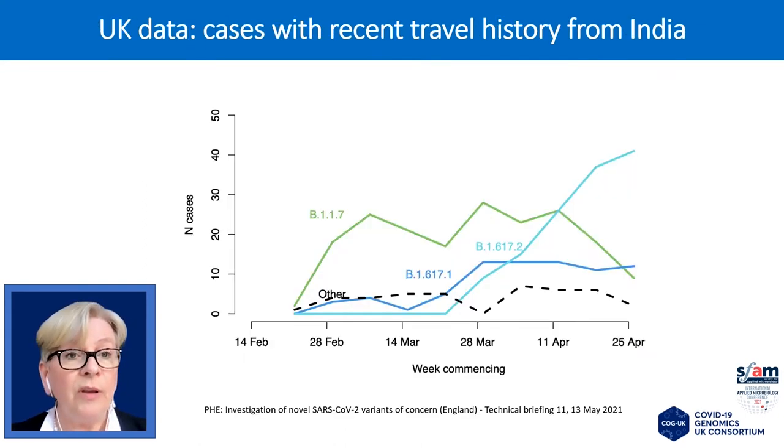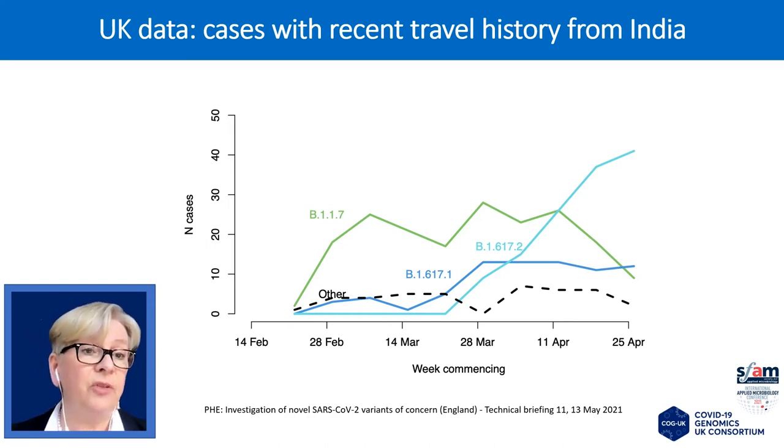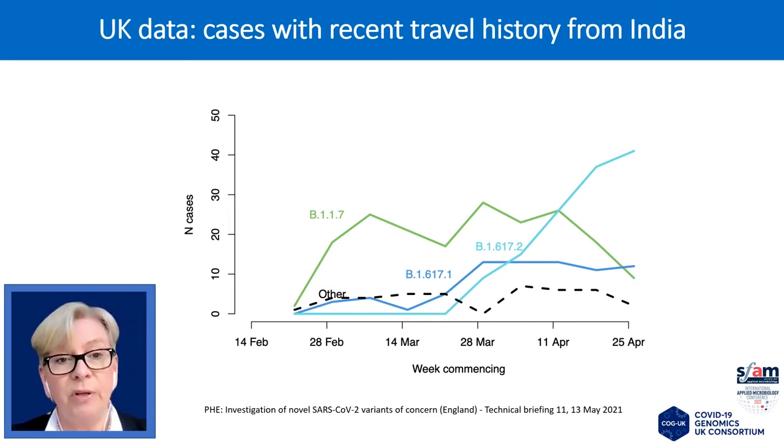Now, if we look at the UK data and look at cases with recent travel coming back into the country from India, you'll see here from a PHE technical briefing, this graph shows the number of cases over time. If we look here at the B117, the UK variant, you can see that cases did actually have this variant over time, but that's declined over time up until the 25th of April, consistent with the India GISAID data.